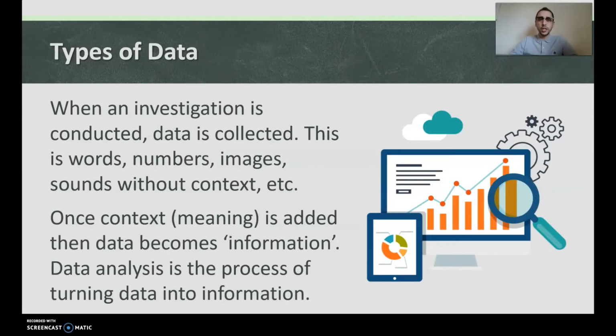When an investigation is conducted, data is collected. This is words, numbers, images, sounds without text, etc. So lots of different things can be data. Once context or meaning is added, then data becomes information. Data analysis is the process of turning data into information.